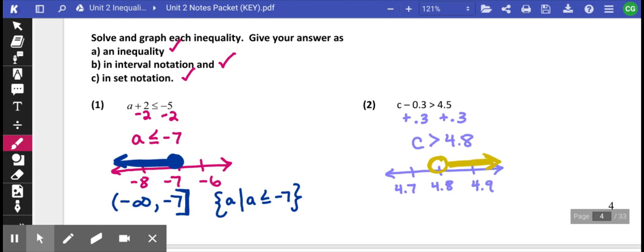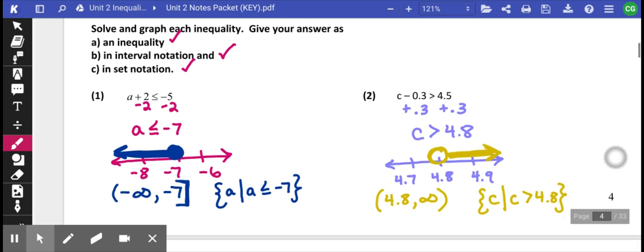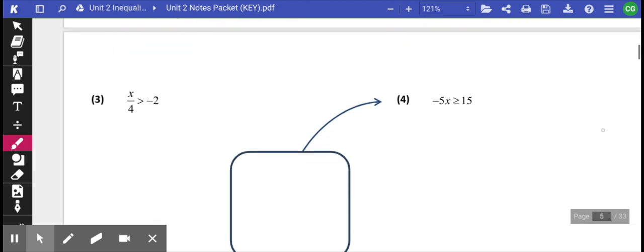So my interval notation, I'm starting at 4.8 as my low. I'm going to infinity as my high. And my set notation, the set of c's such that c is greater than 4.8. All right, moving on to a couple more problems.